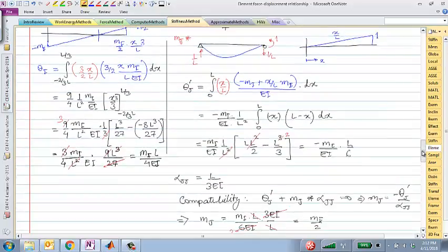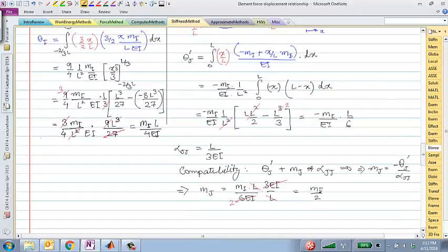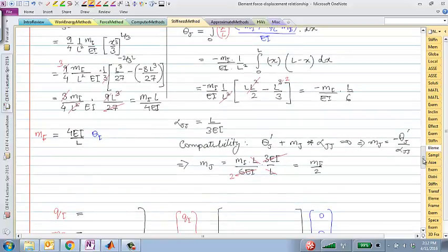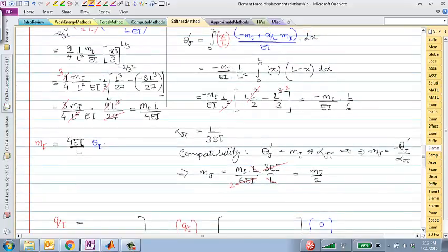Which tells me that Mi, so I'll write that in red now, Mi is equal to 4 EI over L times theta I. Do you agree? And similarly, I can calculate all the other values, which would be that Mj is Mi over 2. So that's simply equal to 2 EI over L times theta I.